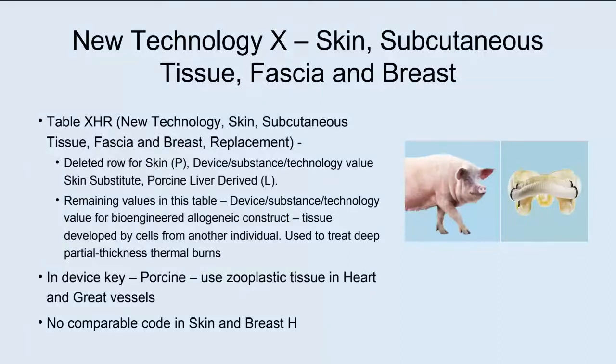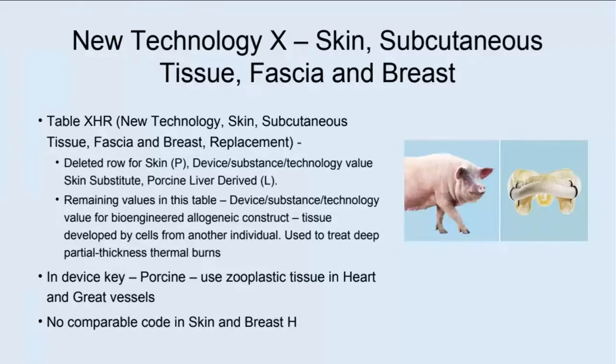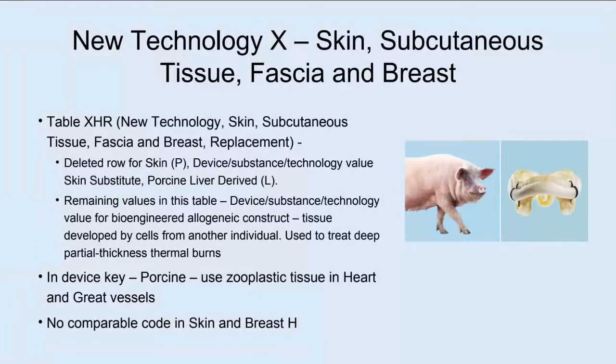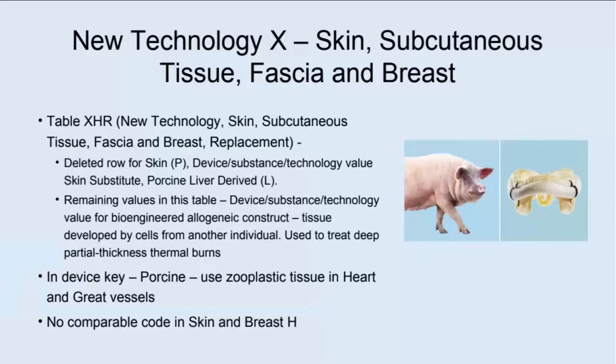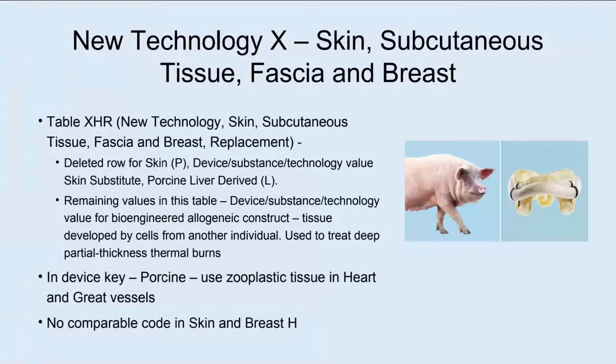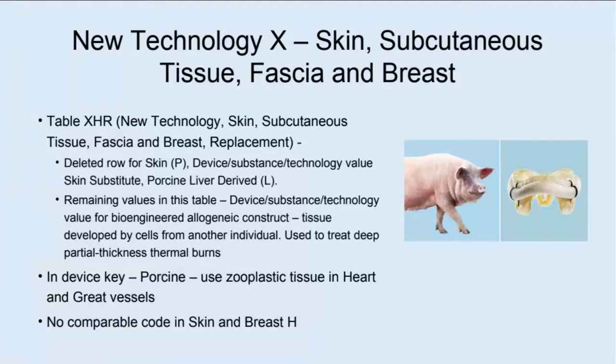For new technology, skin, subcutaneous tissue, fascia, and breast, this is something that was deleted from new technology. The device substance technology value is skin substitute, porcine liver derived. And this is what was deleted. This is in skin, subcutaneous tissue, fascia, and breast, root operation replacement. Now this is interesting because they deleted the row for the porcine liver derived substitute. The remaining values on this table are very different. They're not porcine liver or living tissue. These are bioengineered allogenic construct, tissue developed by cells from another individual, not from a pig. These are used to treat deep partial thickness thermal burns.